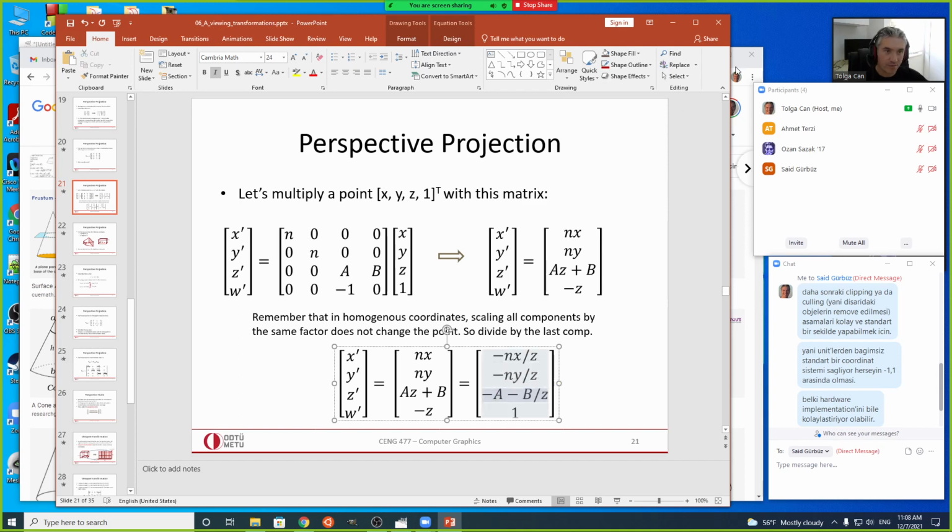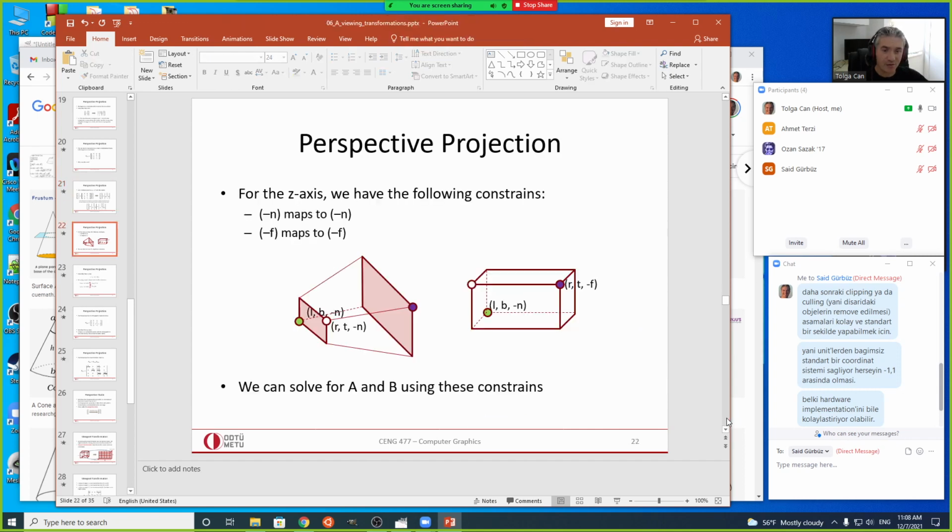I was trying to find an equation for z, for this a and b, but let's see how we're going to do that. But the other parts, x coordinate and y coordinate, are really easy. Just by similarity of triangles, we just find the projected x and projected y coordinate.